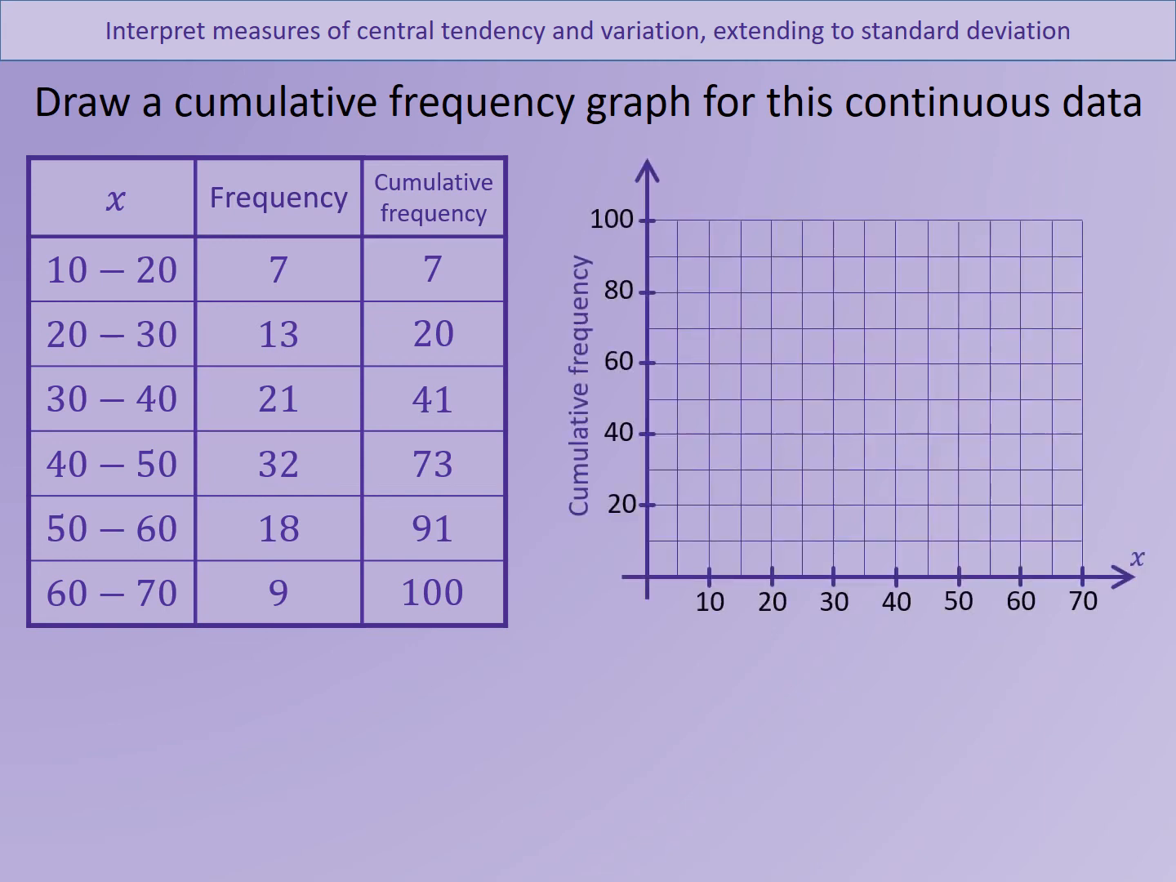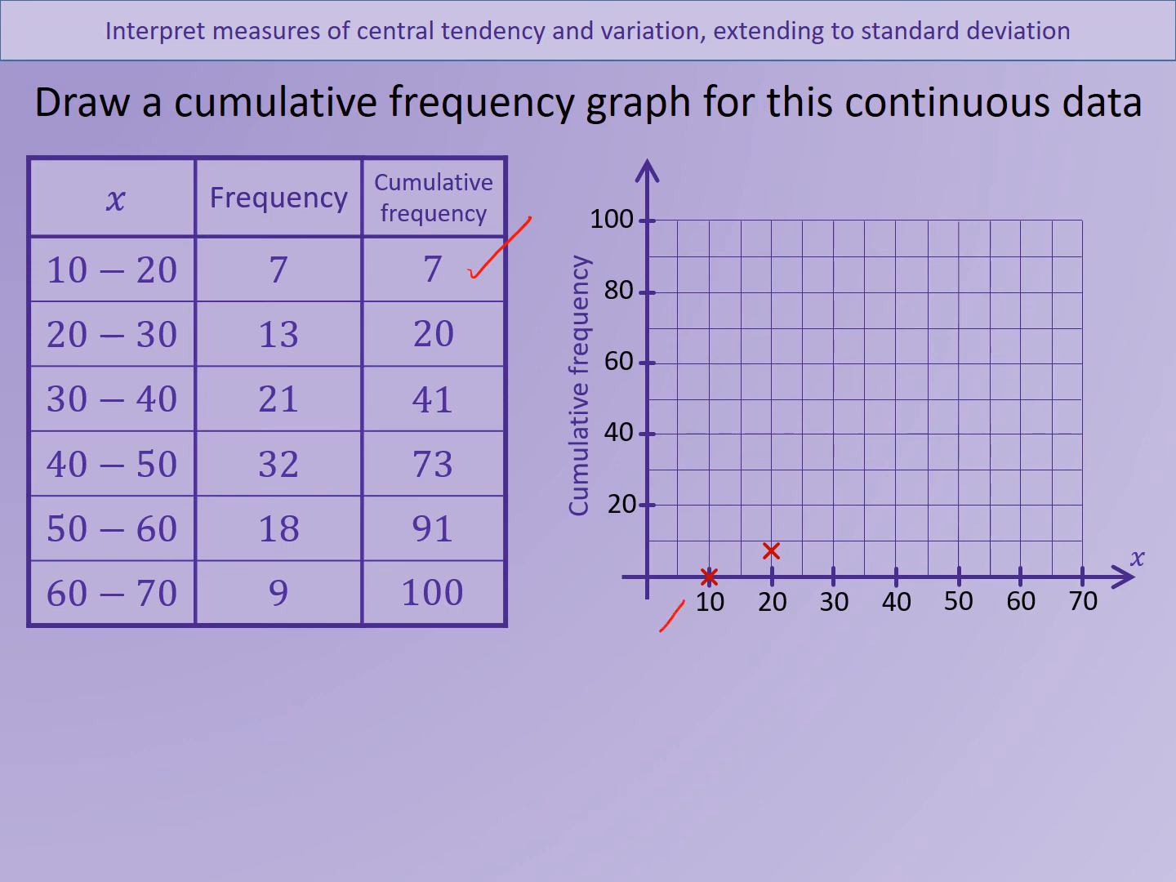So here we have coordinate axes with an appropriate scale. And then we need to mark on these values. So the important thing with this is that we are marking on the upper end. So let me just get that first piece of data here. So the category 10 to 20, we mark 7 at the upper end of that box. So where we have 20, we go up 7. So that's that first piece of data.